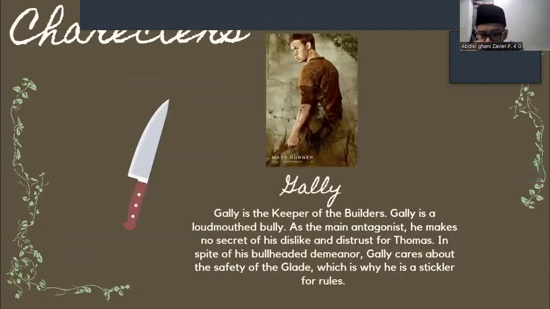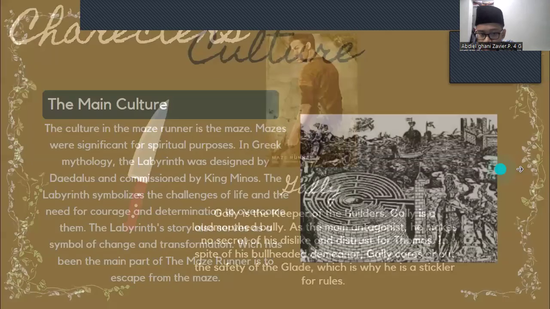Gally is the keeper of the builders. Gally is a loudmouth bully. As the main antagonist, he makes no secret of his dislike and distrust for Thomas. In spite of his bull-headed demeanor, Gally cares about the safety of the Glade, which is why he's a stickler for rules.